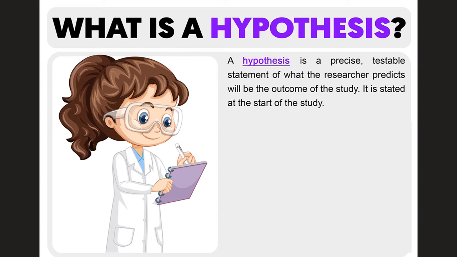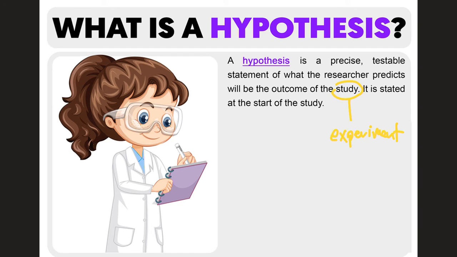Now, what exactly is a hypothesis? A hypothesis is a precise and testable statement of what the researcher or scientist predicts will be the outcome of the study. It is stated at the start of the study. When they're talking about the word study here, you could think of the experiment, meaning the same thing.